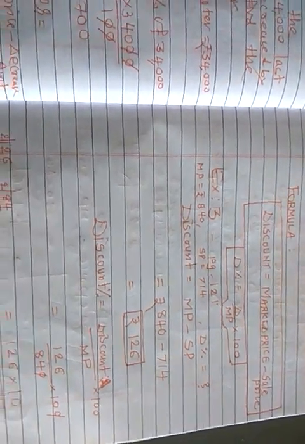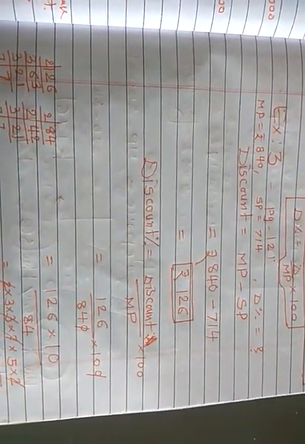So here our formula: discount is equal to mark price minus sale price. Okay. Now another formula, discount percentage. If you want to find the discount percentage, then discount percentage is equal to D, meaning discount, upon mark price, multiplied by 100. Very simple. Or if discount percentage is given and you want to find the discount, our formula will be discount is equal to discount percentage into mark price upon 100. Okay.